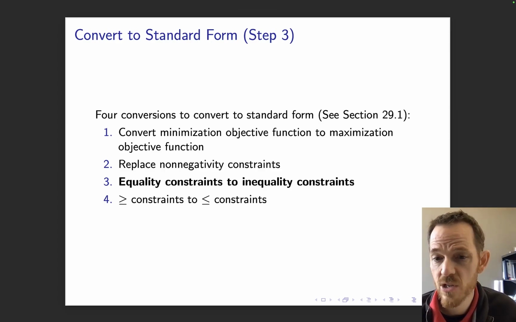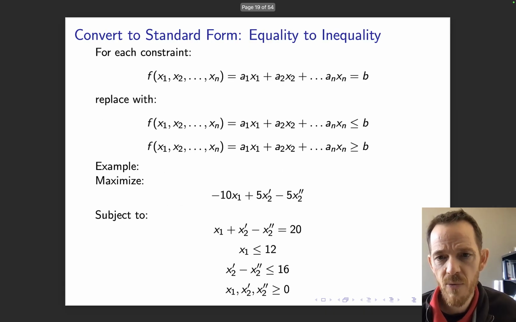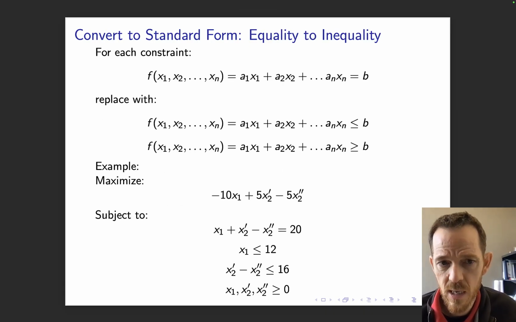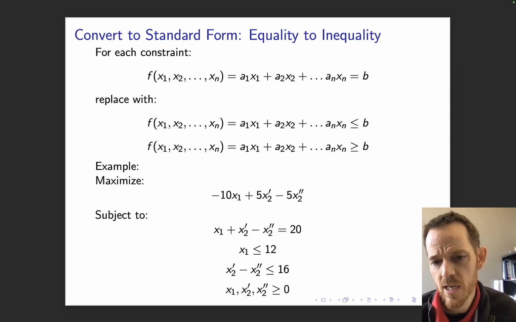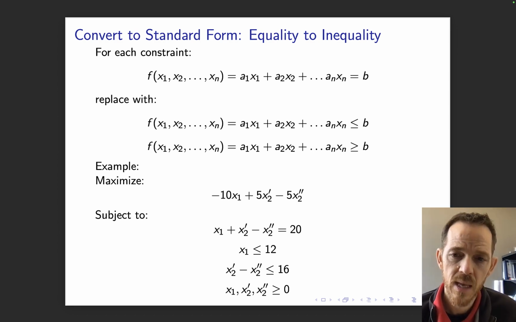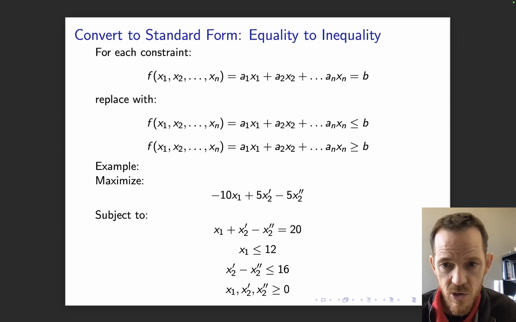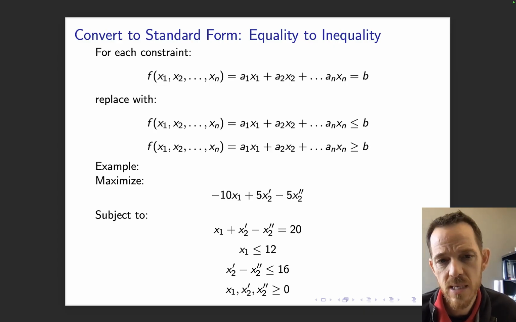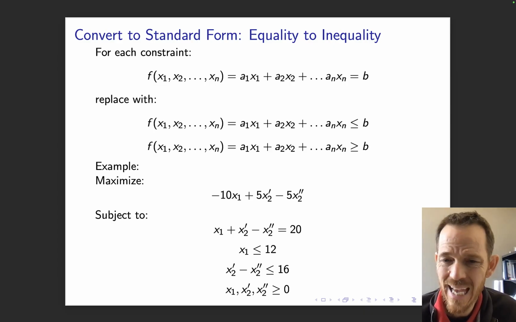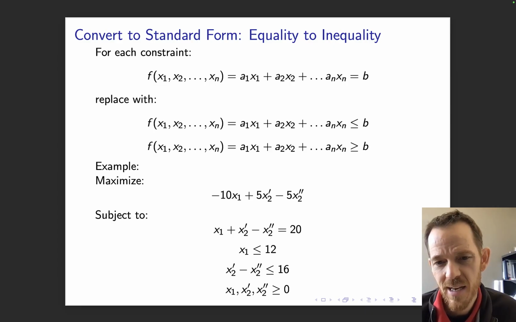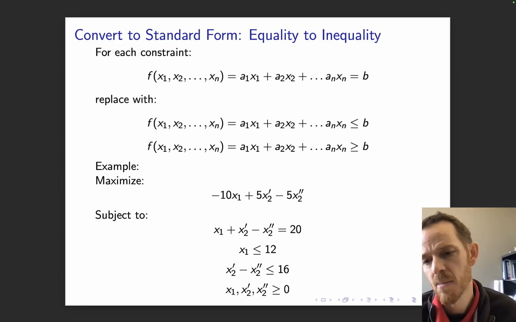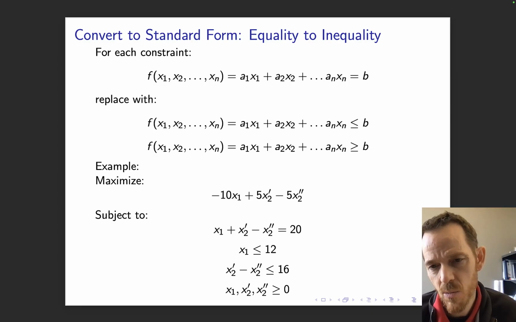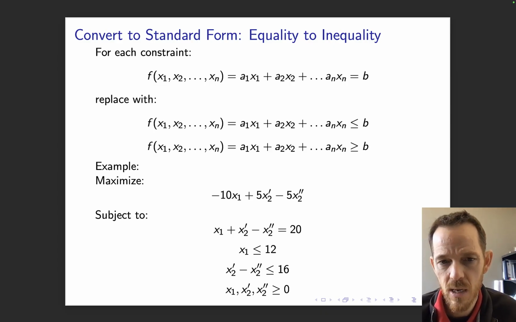Step 3, converting equality constraints to inequality constraints. So if we have an equality constraint, then we need to not change the problem, but we need to reformulate it as two inequalities. So if we have a function that's equal to b, we can say that it is both less than or equal to b and that it is greater than or equal to b. Now that feels like a huge inefficiency, but for the algorithm to work, we need to set up things properly.